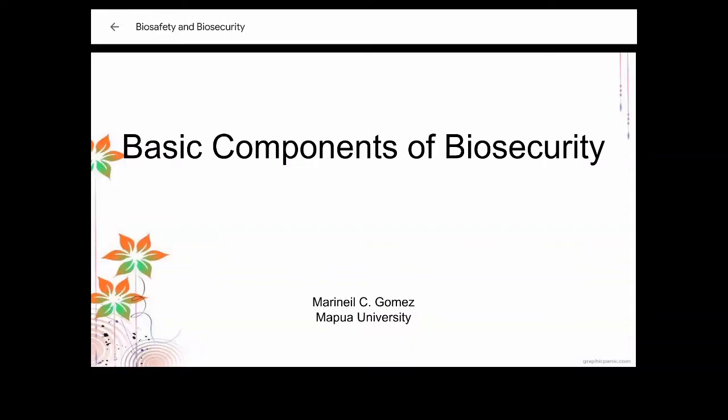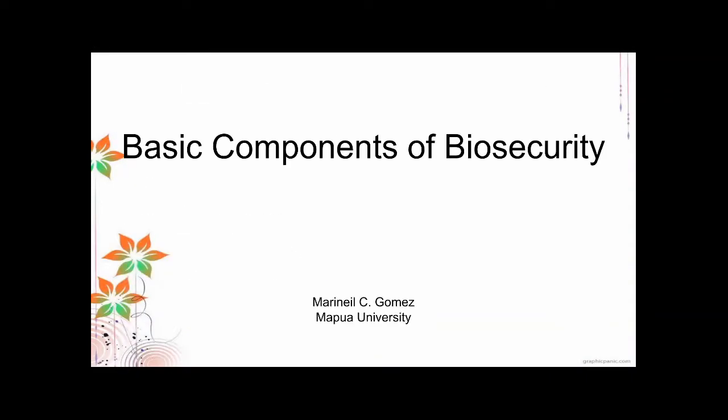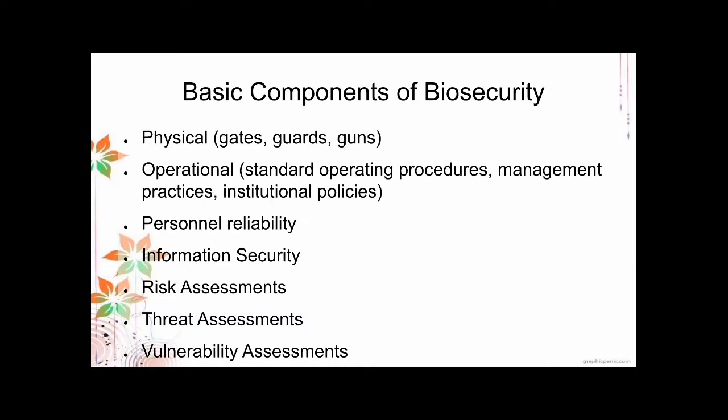Okay, in this lecture, we will be discussing the basic components of biosecurity. So we have here 7 basic components of biosecurity. The physical component, which involves, of course, the infrastructure, the gates, the guards, and the guns. The operational component: the standard operating procedures, management practices, and institutional policies. Personal reliability, information security, risk assessment, threat assessments, and vulnerability assessment.